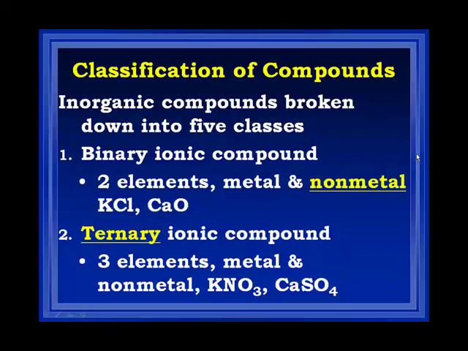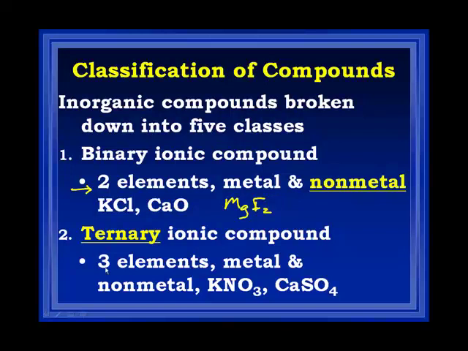So there's 5 different ways we can break down inorganic compounds. We can break them down into binary ionic compounds. A binary ionic compound is made up of 2 elements, and one of those is a metal and the other one is a nonmetal. So KCl and then CaO would be an example of a binary ionic compound. Another example would be MgF2. So I can have more than one of the element, but I just have 2 types of elements.